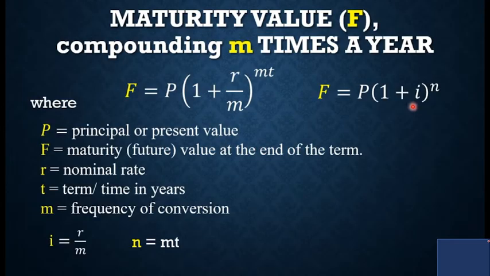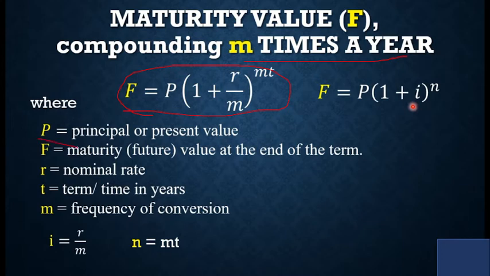So, the maturity value. This is the formula for compounding m times a year. Please take note: the future value equals P times (1 plus R over M) to the power of MT. F, the future value, equals P times (1 plus I) to the power of N.